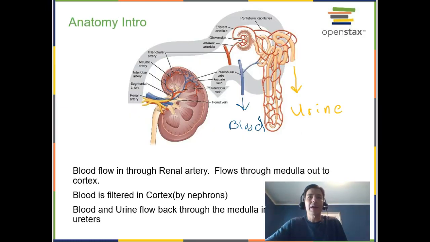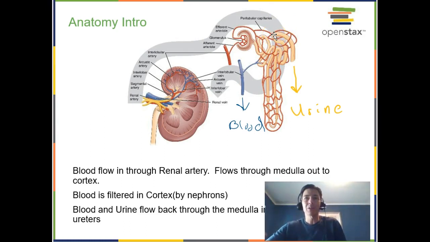If we look at blood flow, again, this is just an overview. Oh, this picture is not as big as I thought it would be, but who cares? Blood is going to flow in through your renal artery, and then it goes through smaller arteries, which you will only need to know the name of in lab, which then run out into the cortex. In the cortex is where all of the nephrons are located.